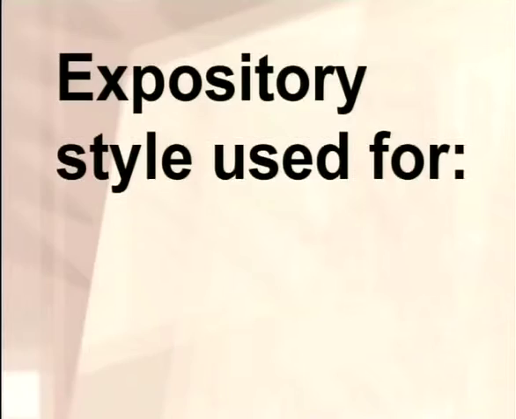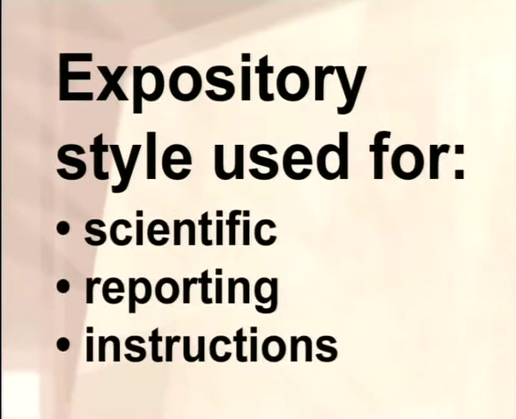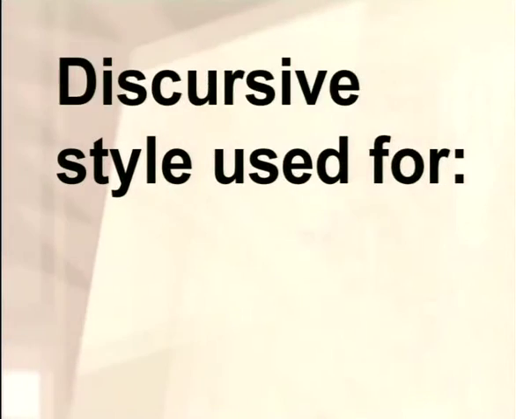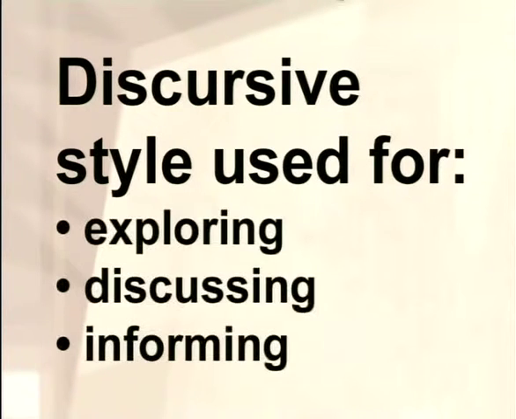We're going to start with expository writing, something which is defined as writing to explain. And from that point, we're going to work further into looking at discussion and argument. So today, effectively, we're looking at expository writing and comparing it to discursive writing. It works as follows. An expository style is used for scientific writing, for reporting, and for when you want to give instructions, as opposed to a discursive style when you're exploring a topic for discussion and for general information to inform people.